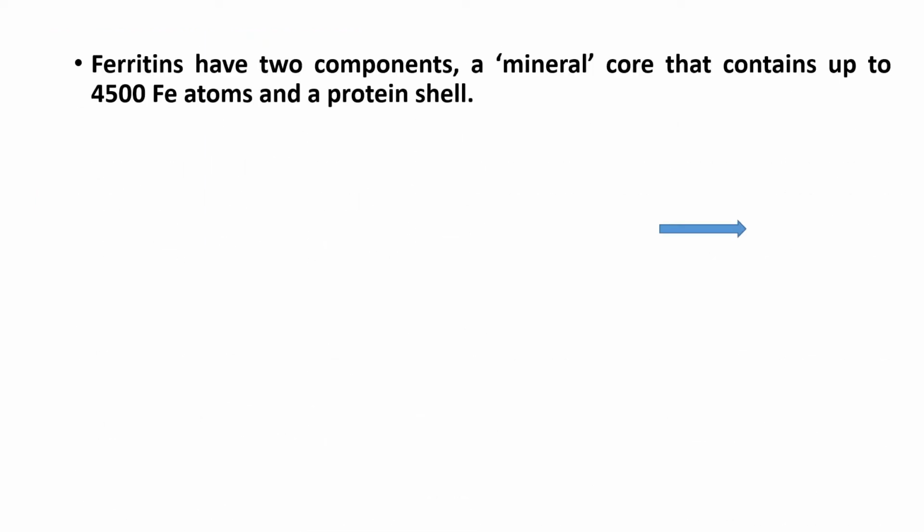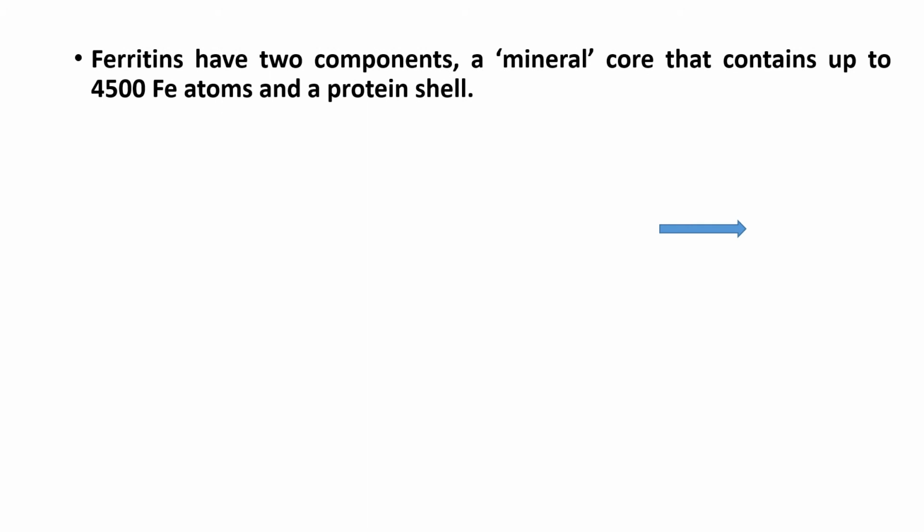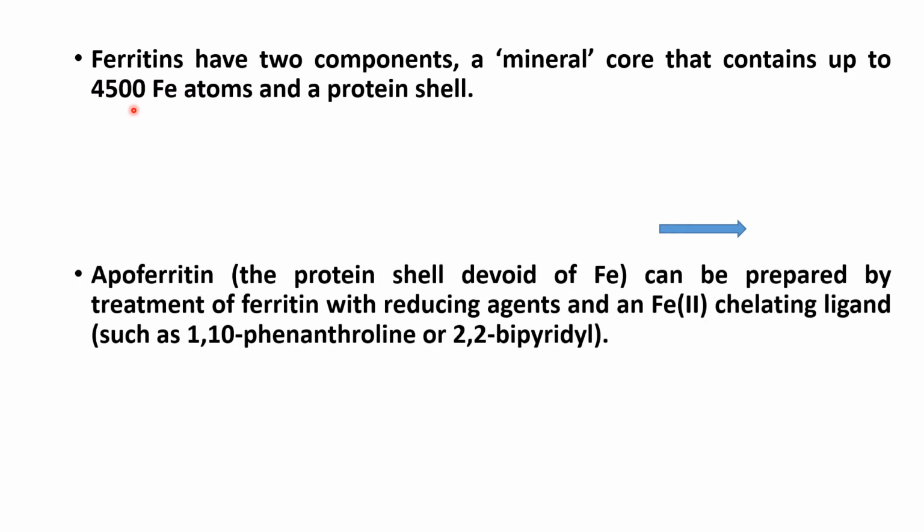Ferritins have two compartments, a mineral core that contains up to 4,500 iron atoms and a protein shell. So, ferritins have two compartments. One is a mineral core and the other one is a protein shell. The mineral core contains 4,500 iron atoms.